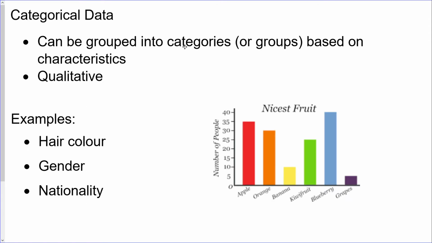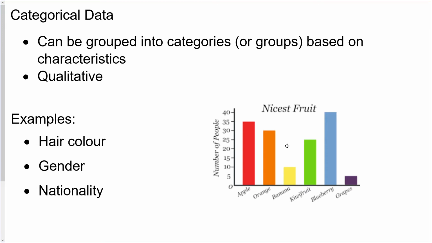Okay, the first type we're looking at is categorical data. You can have a debate amongst yourselves, grade 8s, as to which way is the best way to pronounce it. Either way is fine with me. So categorical data can be grouped into categories or groups based on characteristics, and this information is qualitative. If you remember back from science, qualitative observations are talking about things that you would typically see with your senses. Not numerical data. Examples of categorical data include hair color, gender, nationality.